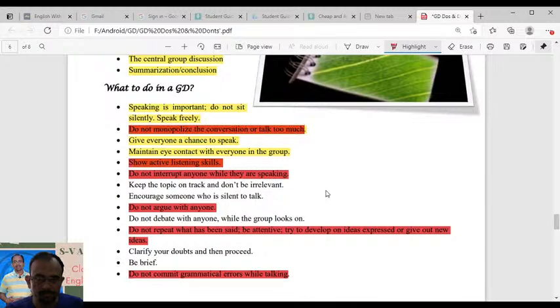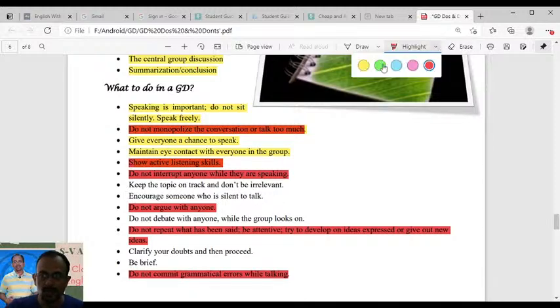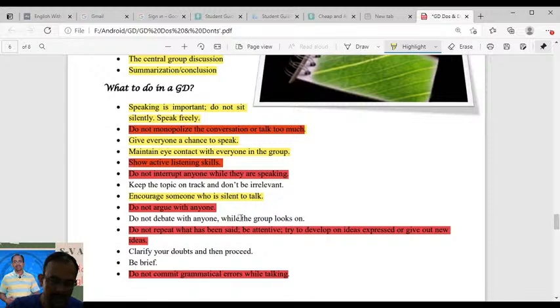Okay. And do's are: speaking is important, speak freely. Next, give everyone a chance to speak. Maintain eye contact with everyone in the group. Okay, and encourage people who are silent to talk. So these things will add to your own points. Like encourage someone who is silent to talk, then it will give you positive points. You can earn some positive points for yourself.